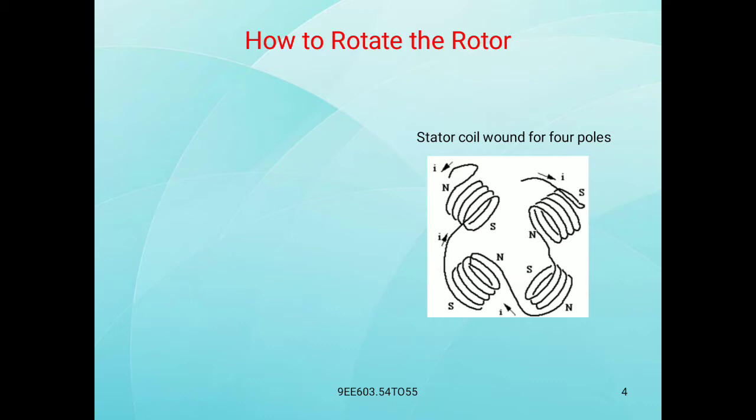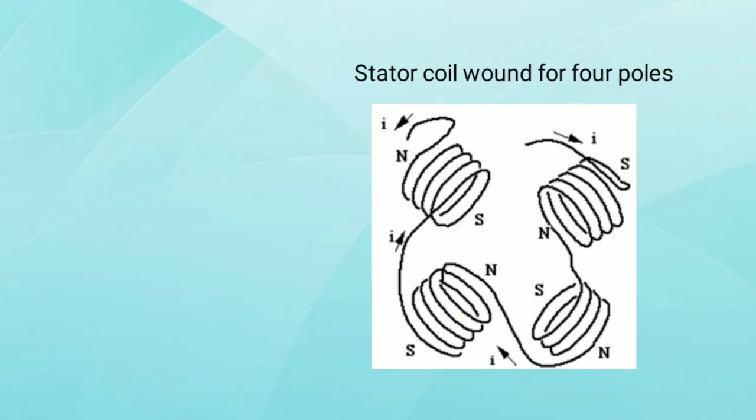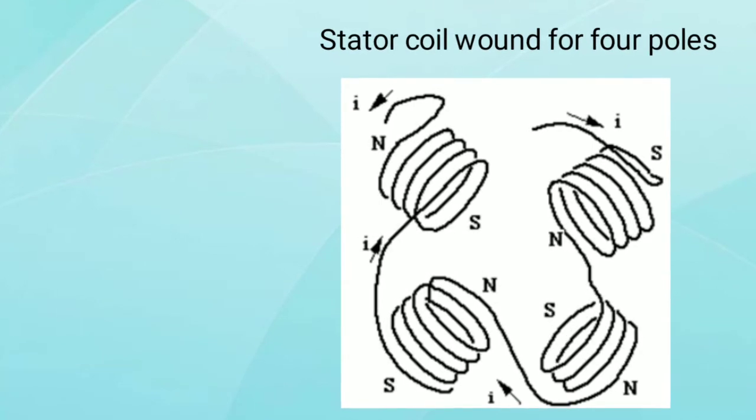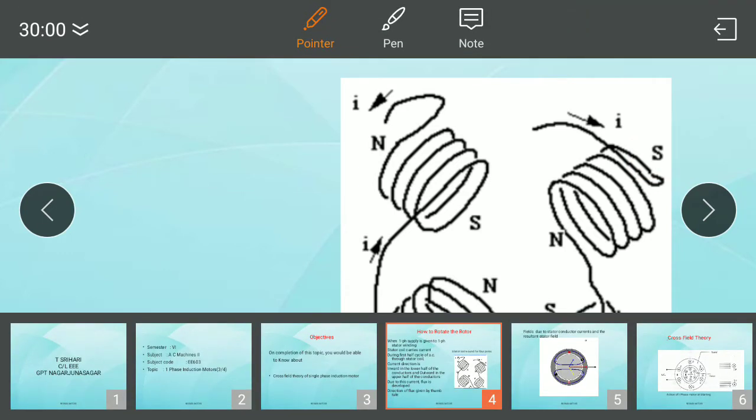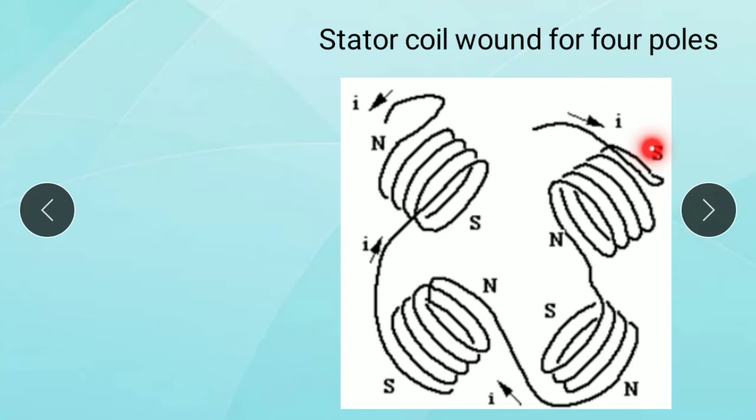Stator coil wound for 4 poles. Here the currents are passing through this wire. The direction here at the starting, they are entering the winding. In this winding the current is entering, so this is treated as south pole.